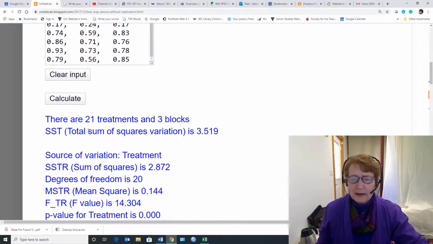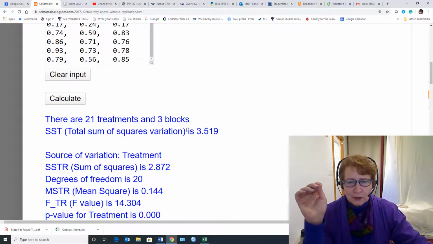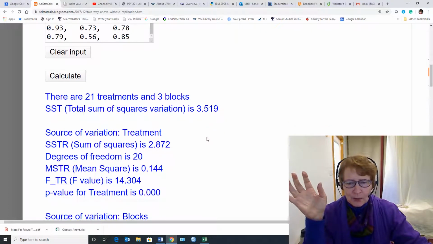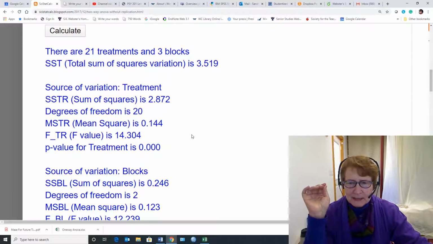So it tells me I have 21 treatments in 3 blocks. I actually have 3 treatments with 21 different subjects. So I'm going to have to keep that straight as I do my interpretation. The sums of squares total is there, and this works perfectly fine for the analysis.